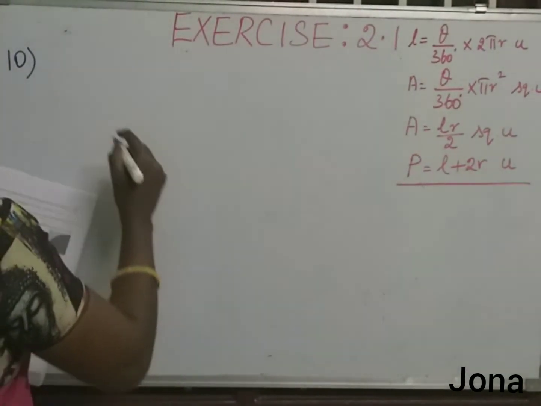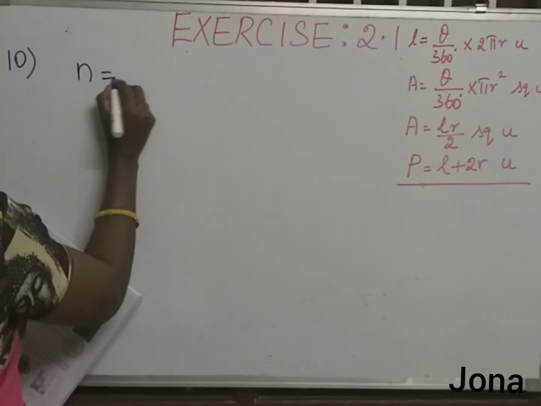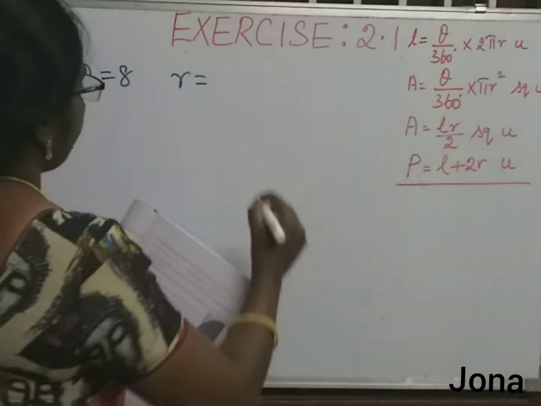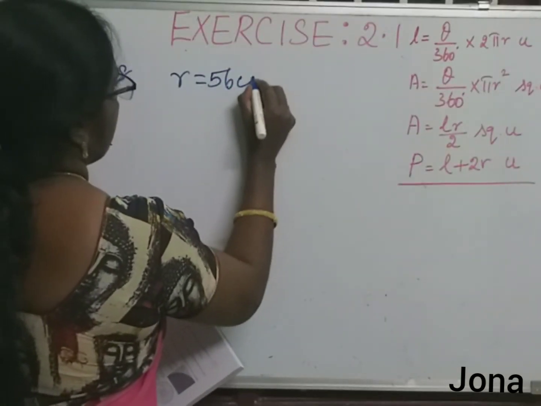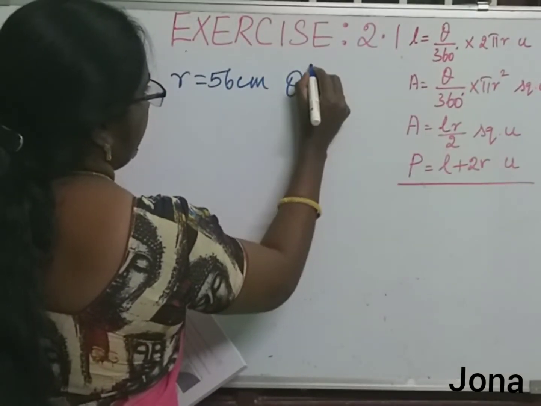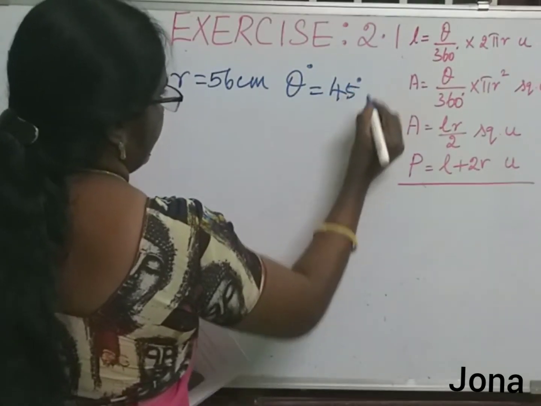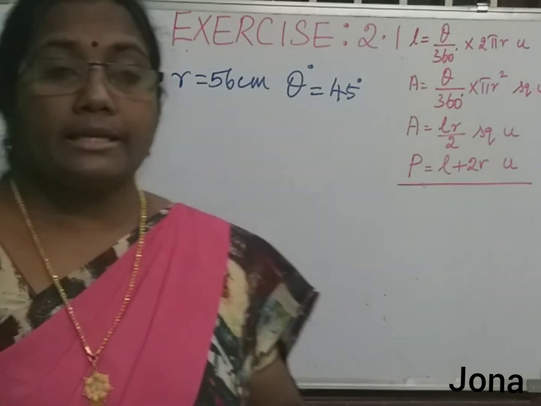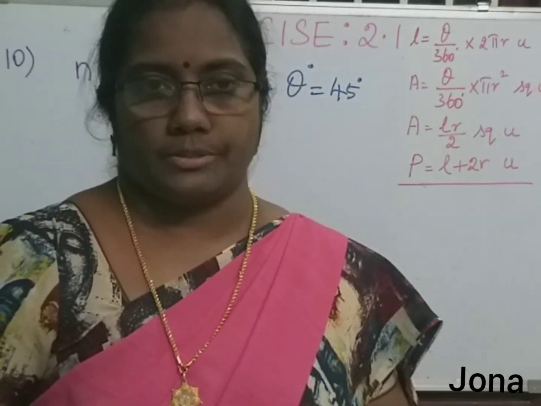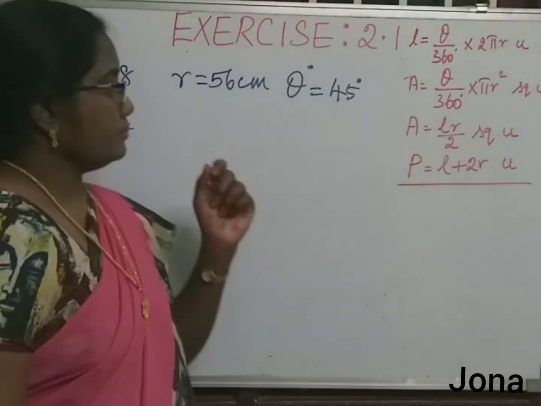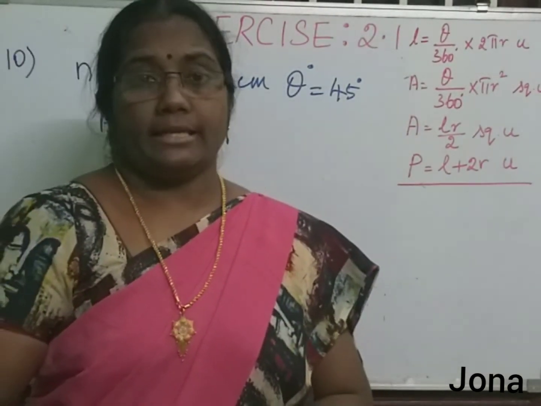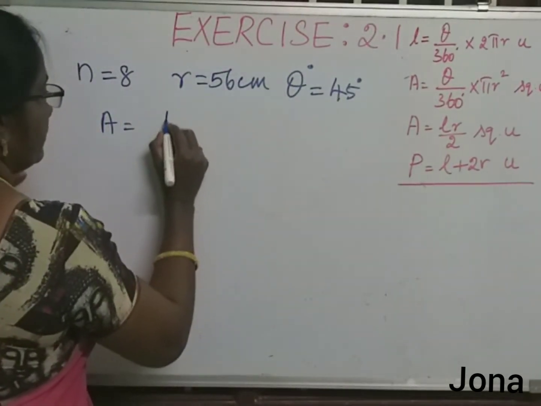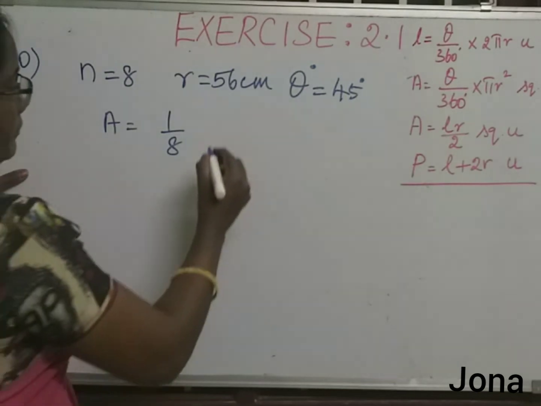Okay. So here it is given. How many equal parts are there? 8. What is the radius given? 56 centimeter. And what is the central angle given? 45 degree. Here we want to find the area of each of the granite stones. So here we want to find the area, isn't it? So how many equal parts are there? 8. So we told already it must be divided by 8 with the area.